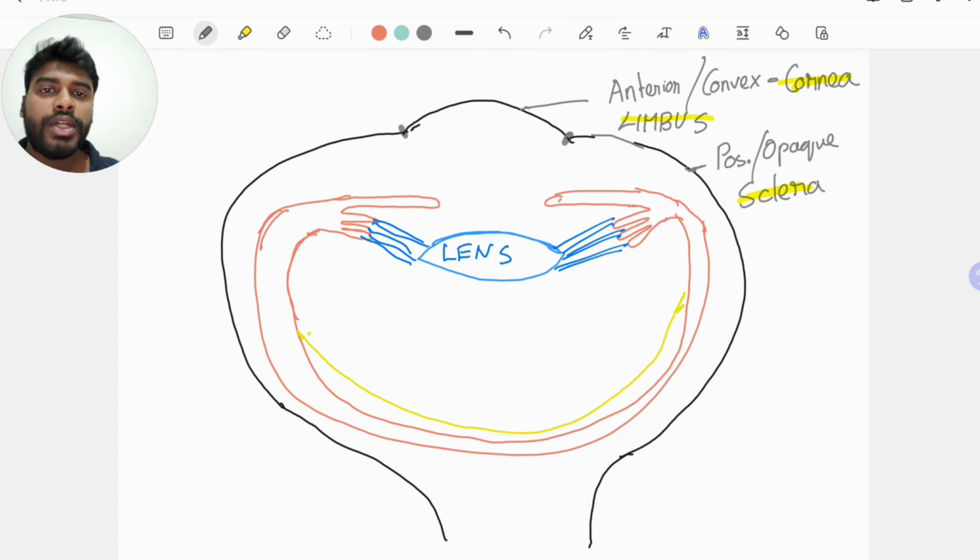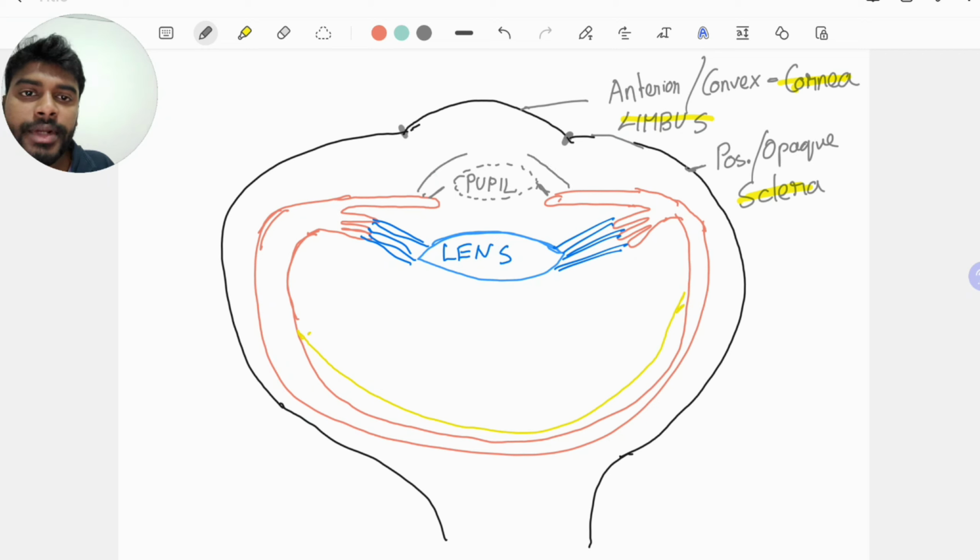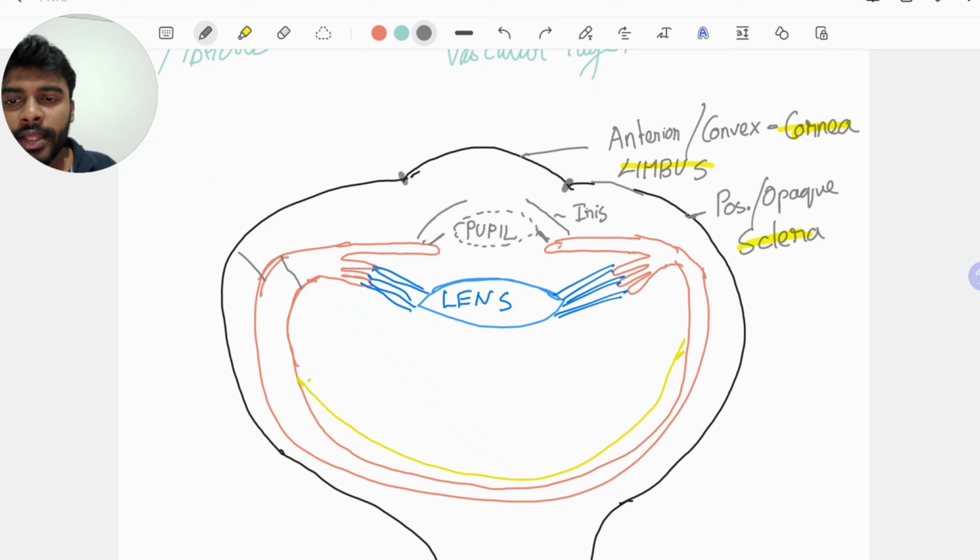If we remove the outermost layer, here we can see the hole. This is called the aperture, and this is your pupil, and the pupil is surrounded by the middle layer, which is called the iris.